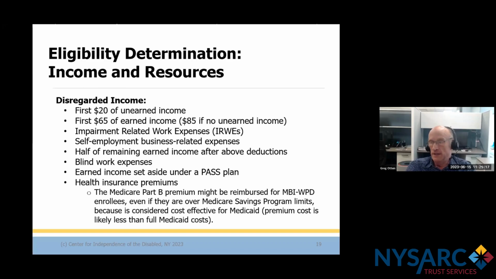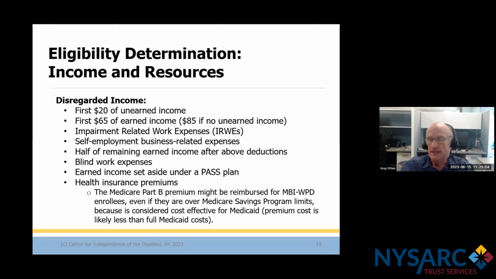Impairment related work expenses. Expenses to help somebody get to work, to be able to work. And that could include a van, a lift into a car, something like that. It could include medical equipment needed at work. It could include the portion of home attendant services that make it possible to work. That's impairment-related work expenses. Social Security has to approve a specific amount for that. That's subtracted off the top also.